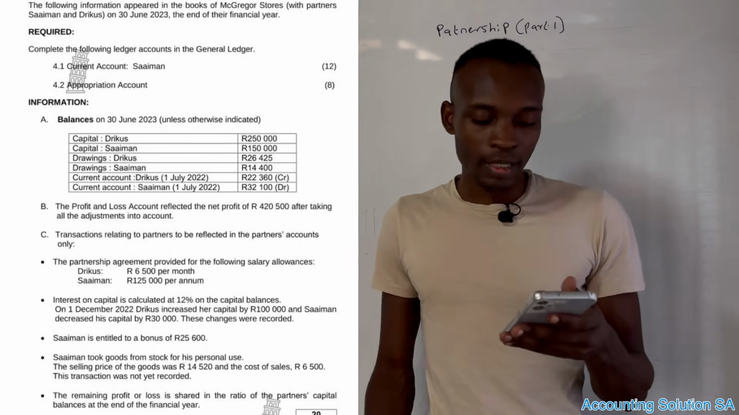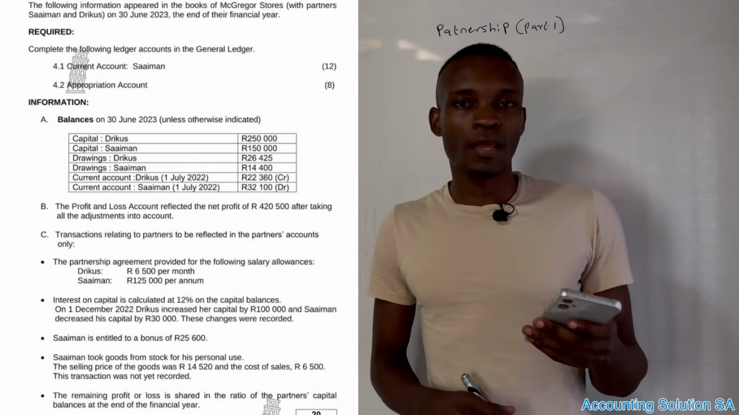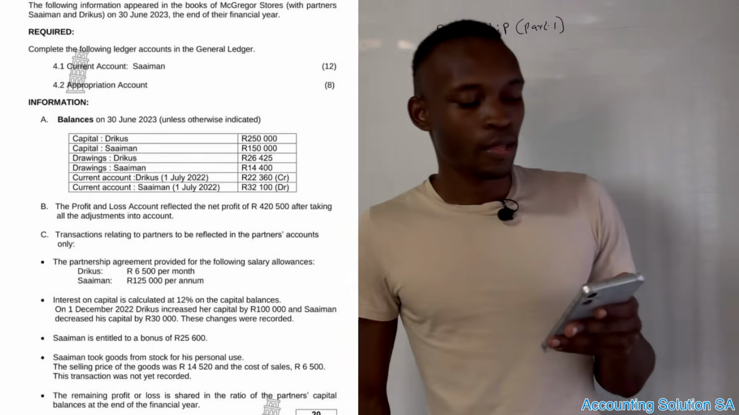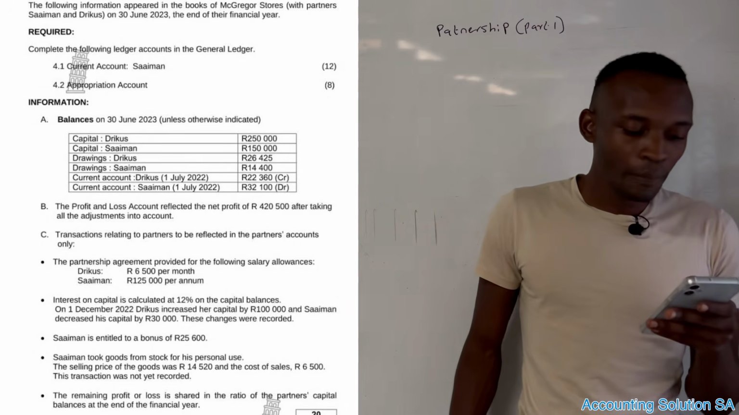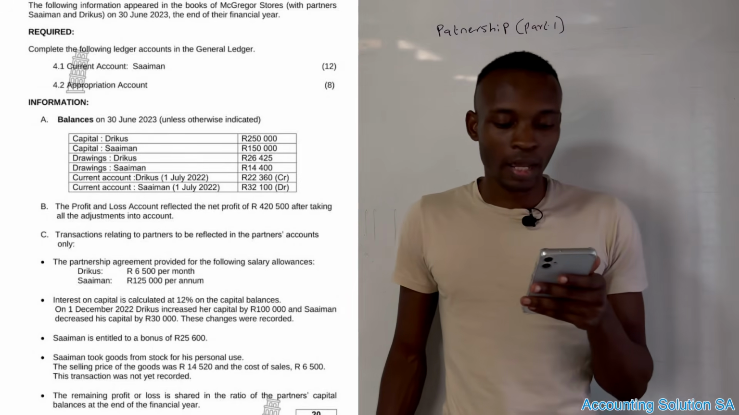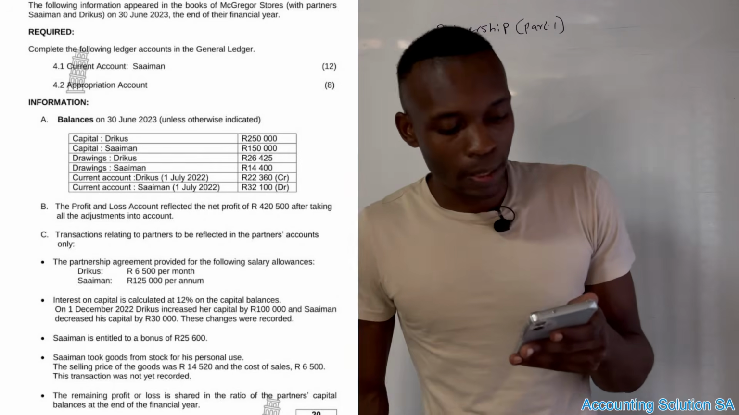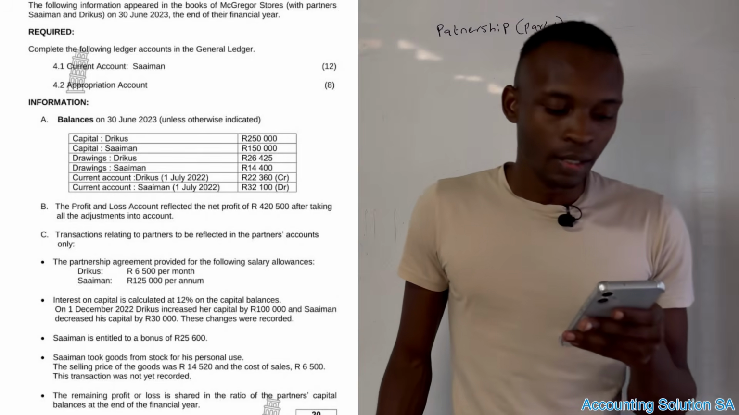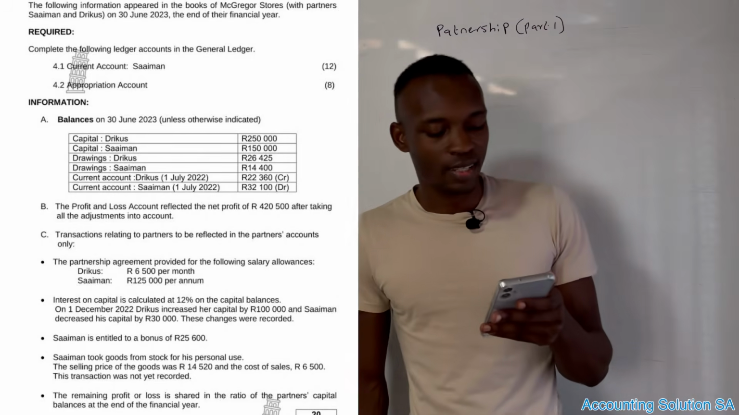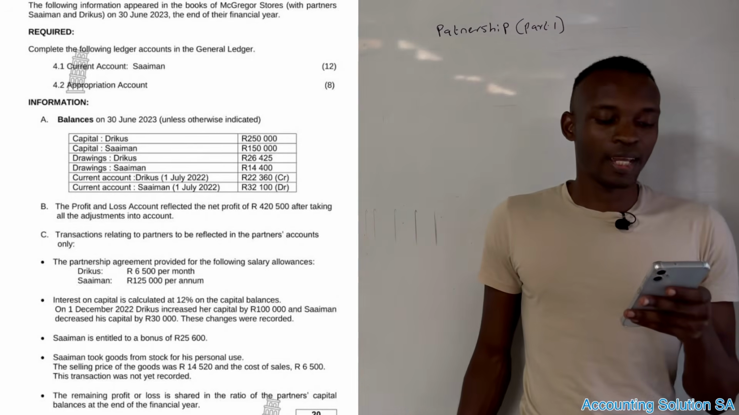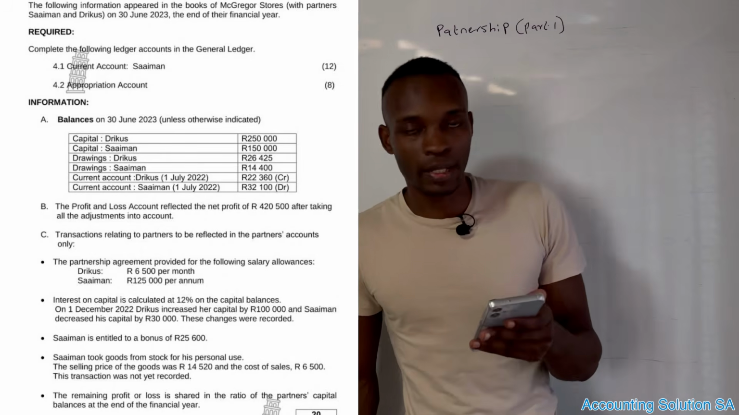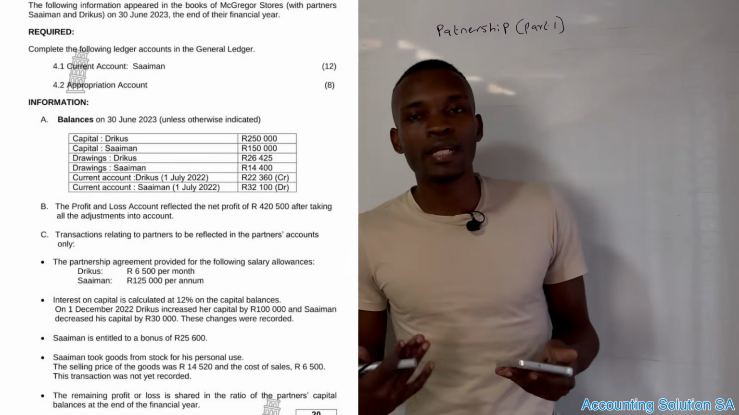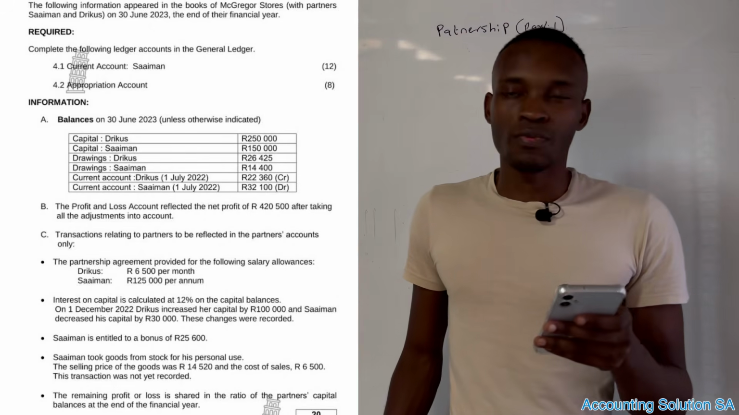Okay, this is what we are basically going to do. Let's check the question paper. Some of the principles we're just going to go through when we are dealing with this question paper. The following information appears in the books of McGregor Store with partners called Simon and the drinkers, I think it's drinkers, something like that, on 30 June 2023, at the end of the financial year. In other words, guys, our financial year is ending 30 June 2023.